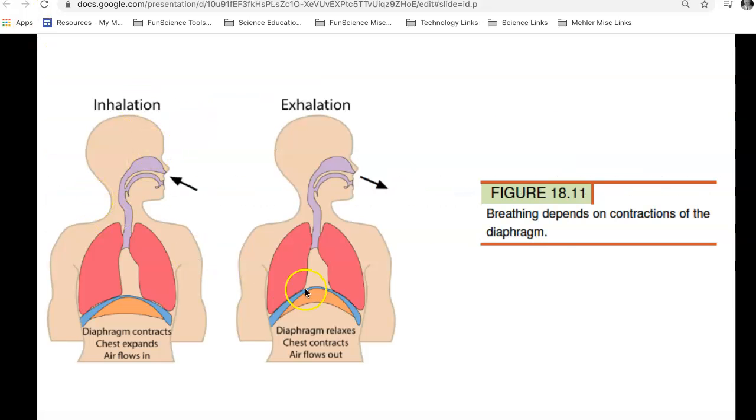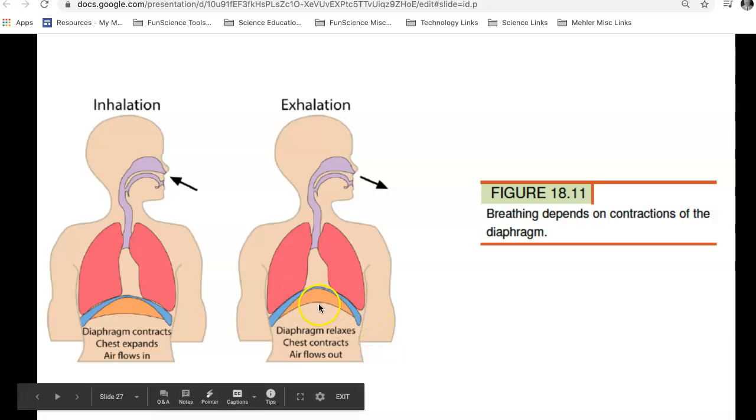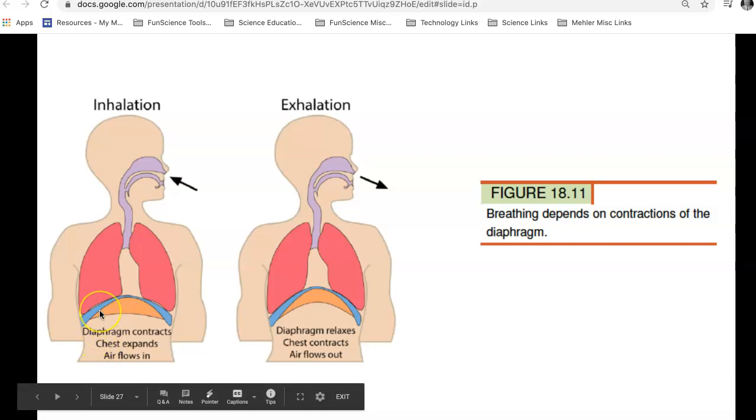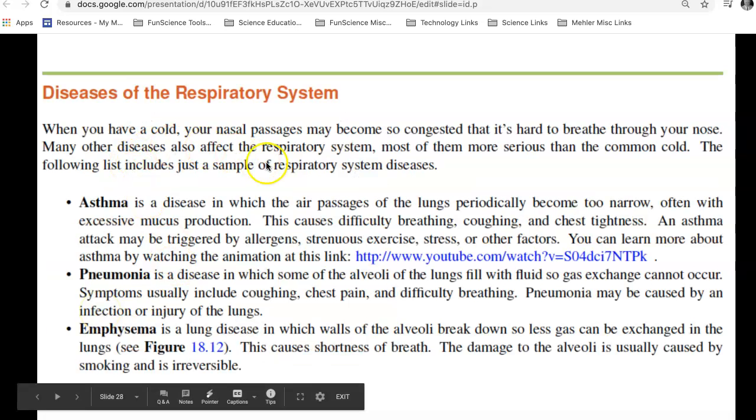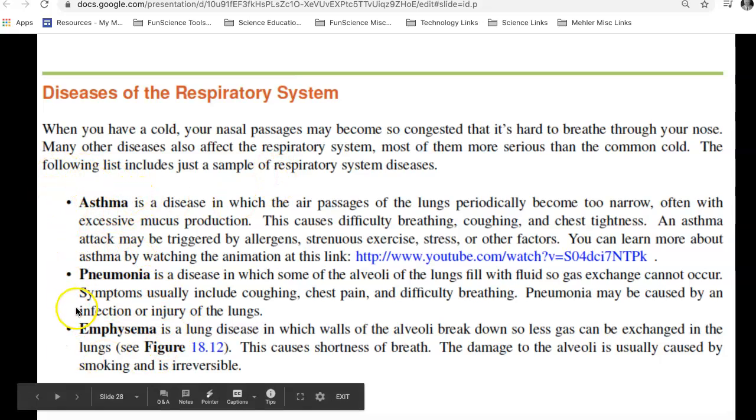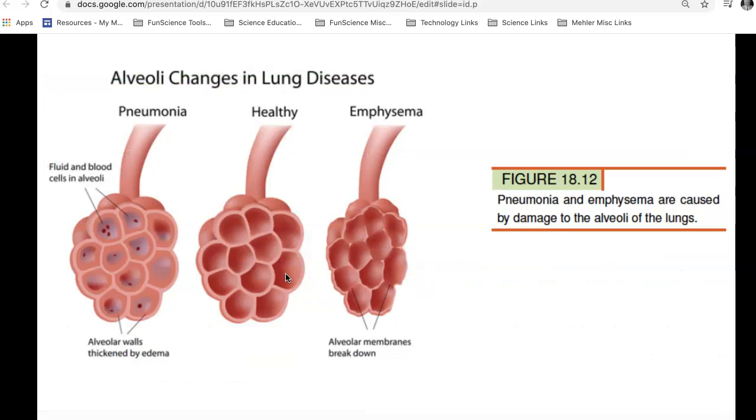You have a muscle called the diaphragm, which is just underneath the lungs. As that diaphragm contracts, the chest expands and air flows in. And as it relaxes, we exhale. There are some common diseases of the respiratory system, such as asthma, pneumonia, or emphysema. So take a look at those and make sure you read those.